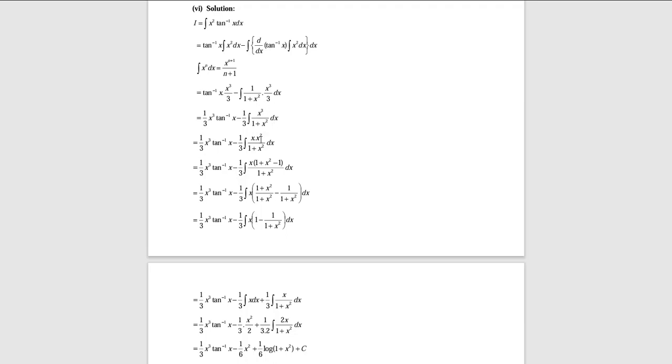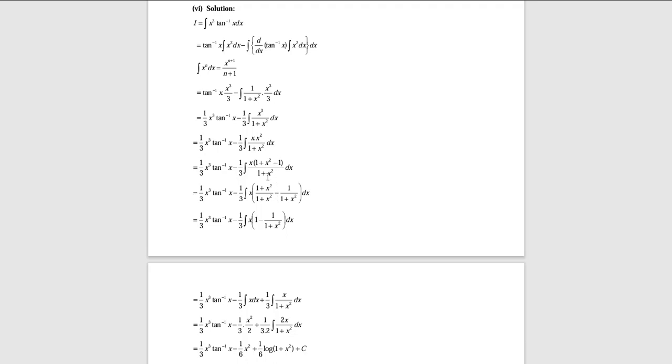We wrote this x cubed as x into x square. Why? Because we have 1 plus x square in the denominator. So we want to bring the same thing in the numerator so that we can cancel it out and reduce these things. So in the next line we wrote x into 1 plus x square minus 1 in place of x square. So we wrote an extra 1 here and here so that we can match the numerator with the denominator after separation and we can cancel it out.